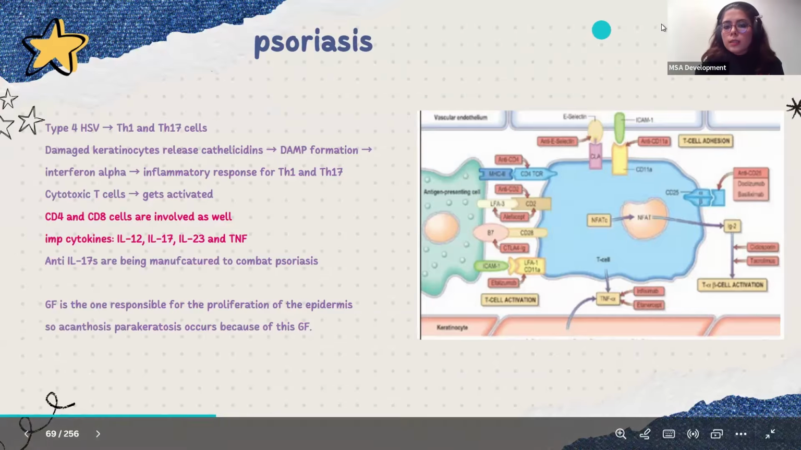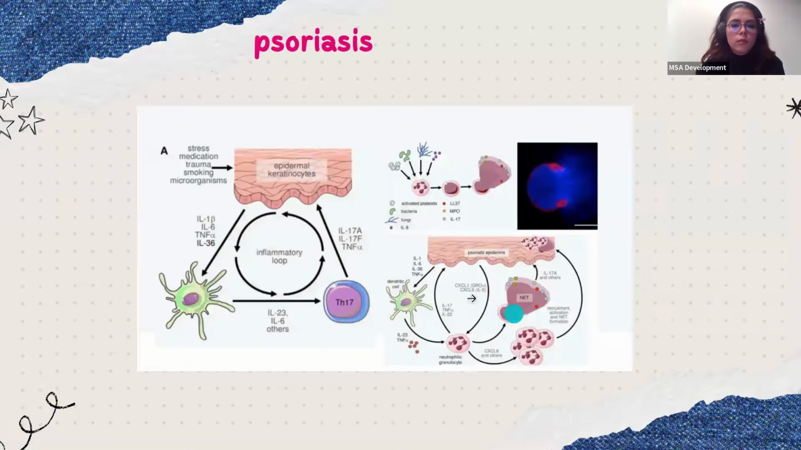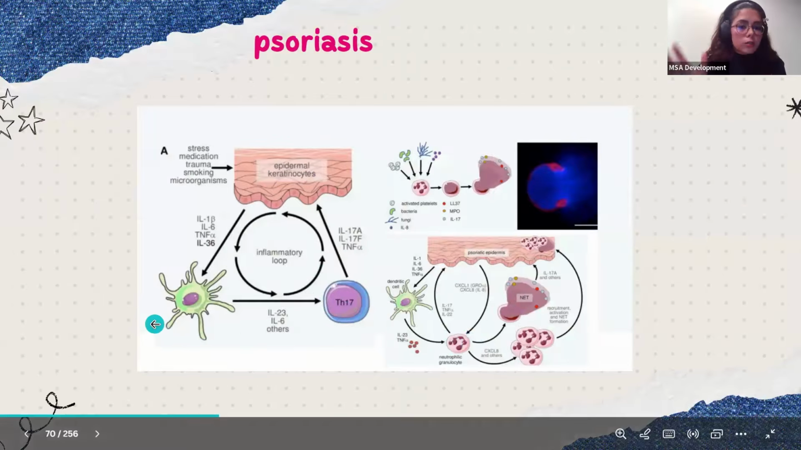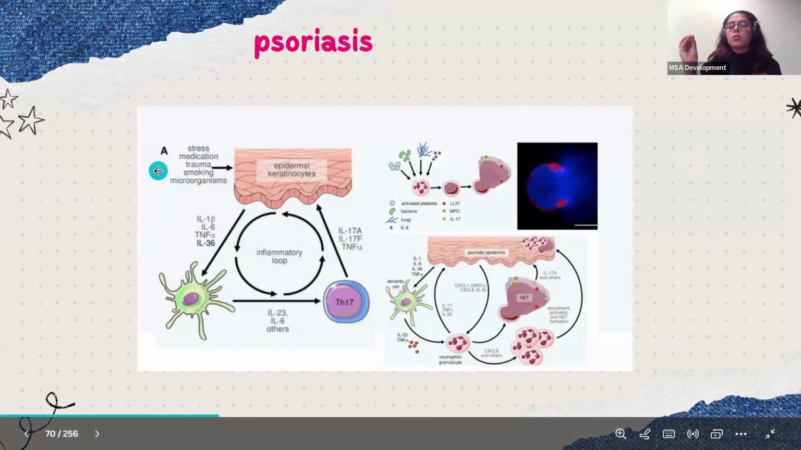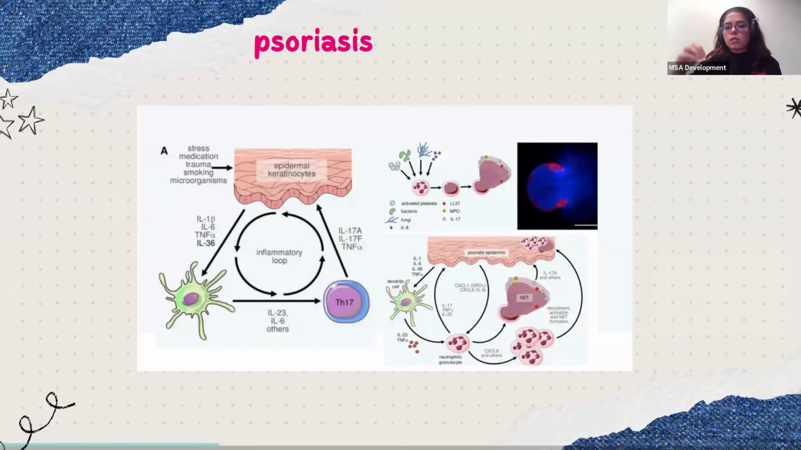Oh, this was a schematic. This is too detailed, but I added it for the sake of completion. This is also a schematic. This is not too detailed, but you don't really need to know the full details. Just know it's an inflammation loop. So skin damage, inflammation cycle, skin damage again, inflammation cycle.